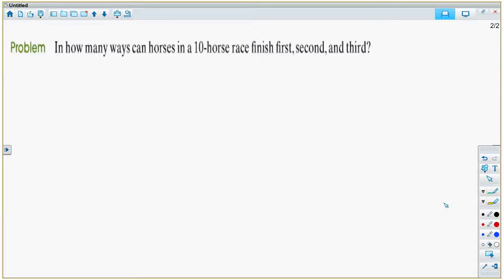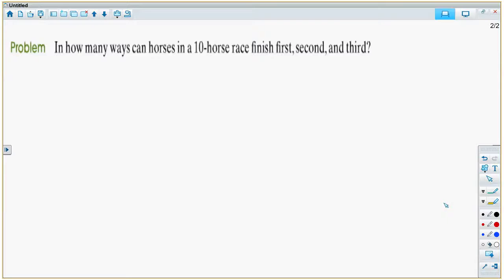In how many ways can a 10-horse race finish first, second, and third? Well, what do you have in this sentence? What numbers do you have? You have 10, and then you have 1, 2, 3. You got 3. 10 and 3.